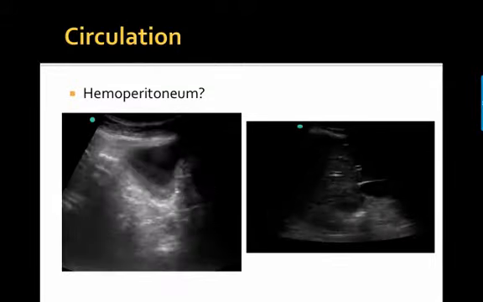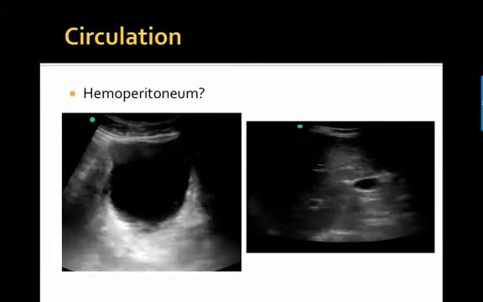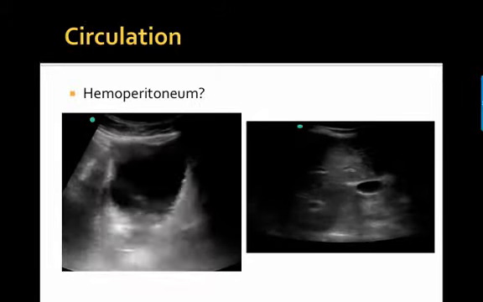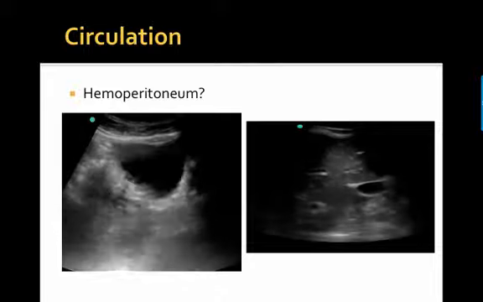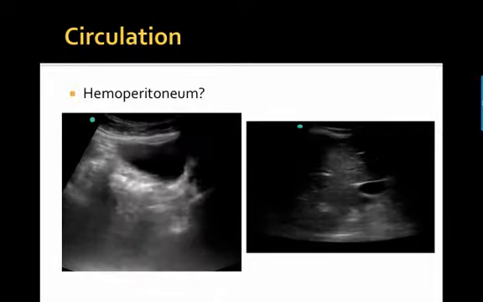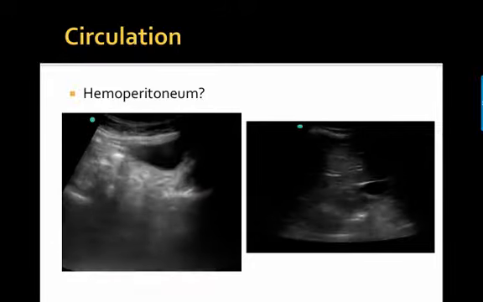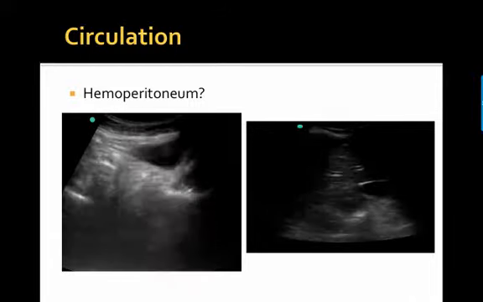We're going to look in both the right and left upper quadrants. Now when doing this, we want to make sure to sweep all the way through so that we see the interface of the diaphragm with both the liver and the spleen, as well as the interface between the kidney and the spleen and/or the liver.